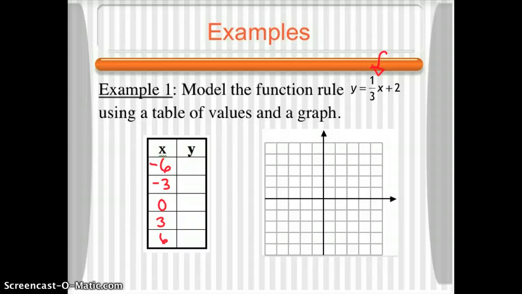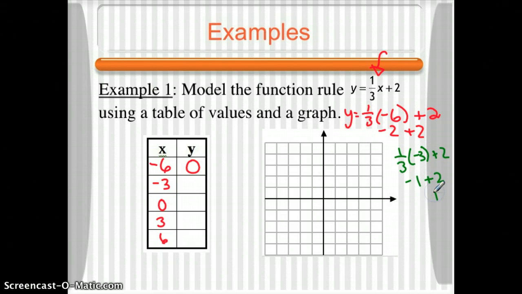When you're solving for y, you're just going to put in 1/3 times whatever x value you chose, in this case -6, plus 2, and solve out that equation for y. So y equals 1/3 of -6, that's -2, plus 2, that's 0. So we should have the point -6, 0 on our graph. When I do -3, same thing, I'd plug -3 in for x, 1/3 times -3 plus 2, so that's -1 plus 2, and that's 1.